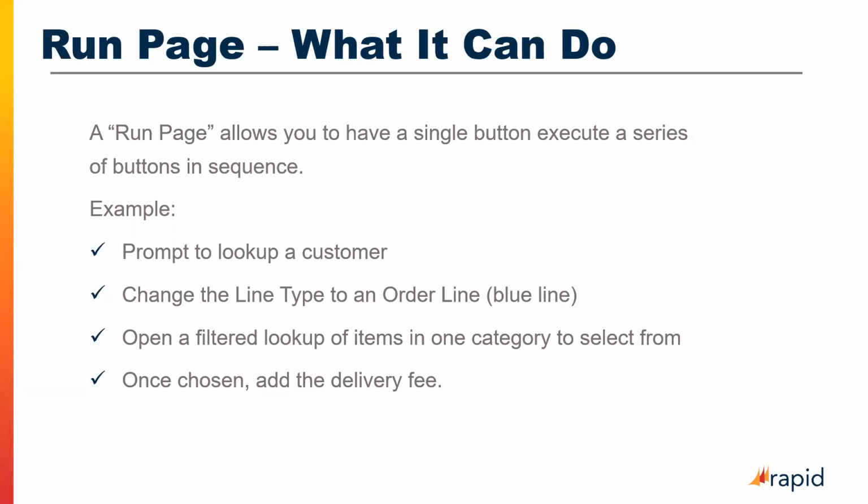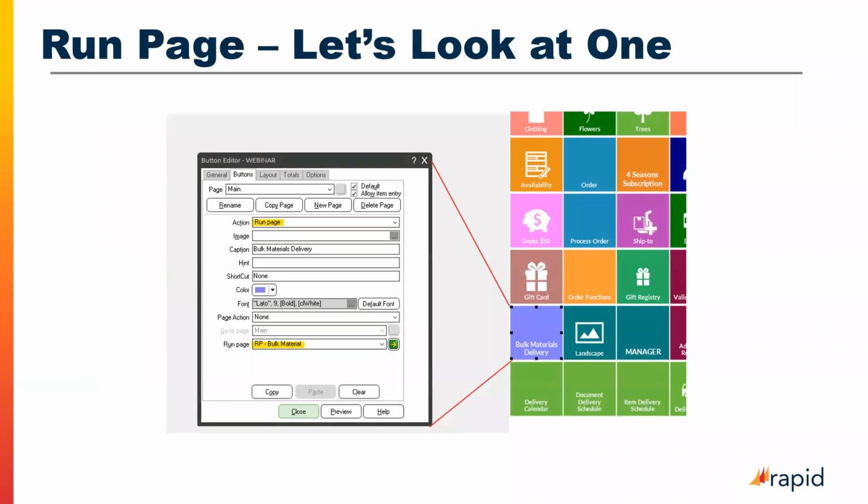Okay, so let's take a look step by step on how we set this up. First, we want to define the button that we want to launch into the run page. So my bulk delivery or bulk materials delivery button has an action of run page. That button action will prompt me to run into my run page, which I've defined as RP-bulk materials.